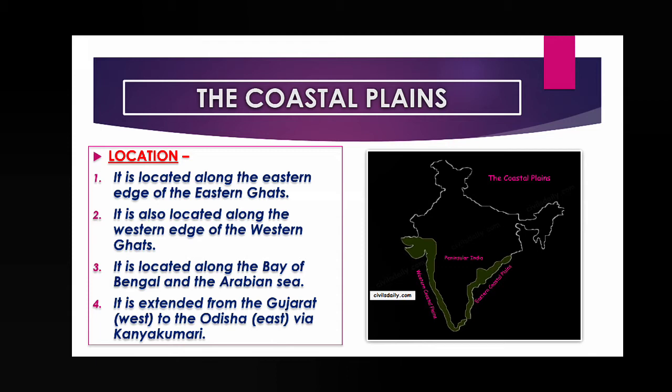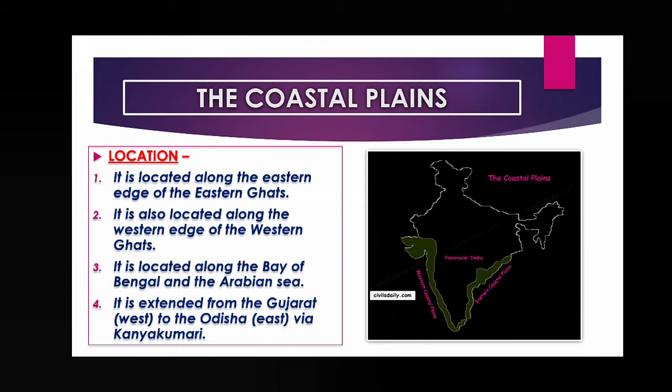And now let us find out the location. The coastal plains are located along the eastern edge of the Eastern Ghat and the western edge of the Western Ghat, and they are located along the Bay of Bengal and the Arabian Sea.